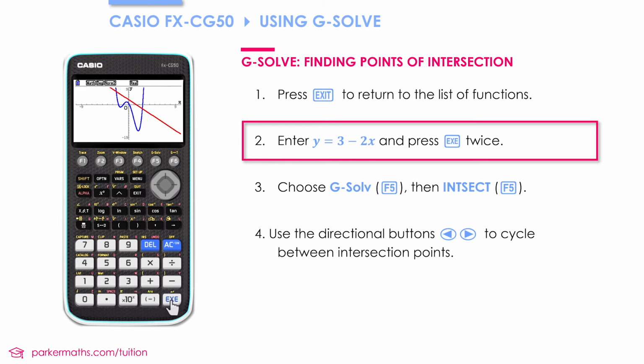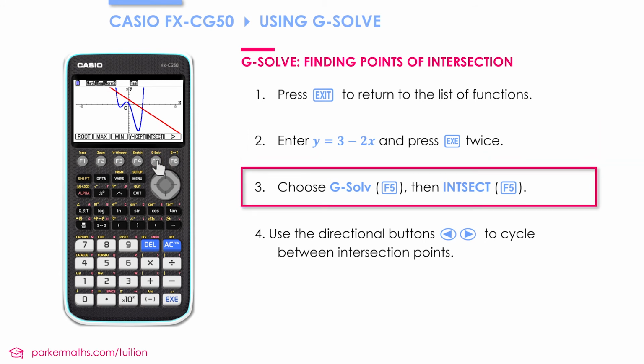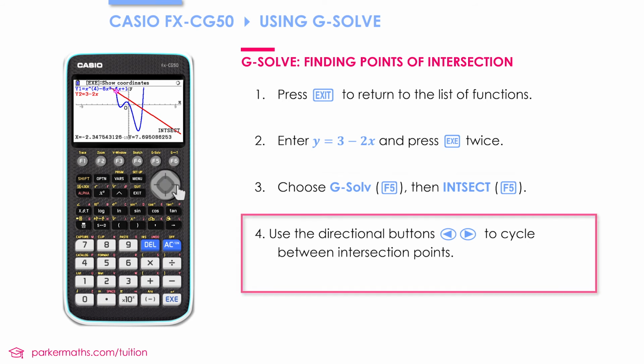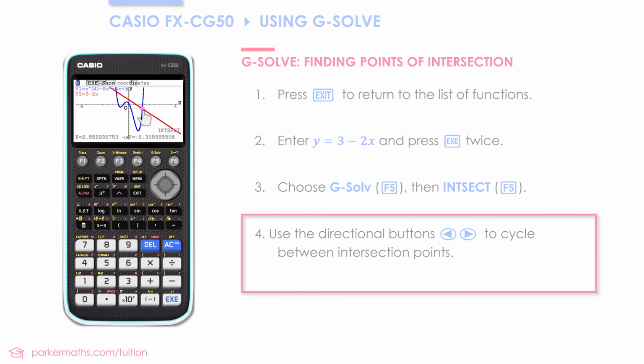We'll go back into the graph view, and we can see on the graph there are 2 points where the line intersects the curve. To find these points, we press gsolve, and then we go to intersect, F5. It finds the first one up here, the coordinates are shown at the bottom, and then if I press the right arrow, it will find another one to the right.